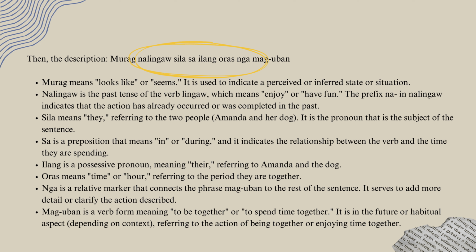Nga is a relative marker that connects the phrase mag-uban to the rest of the sentence. It serves to add more detail or clarify the action described. Mag-uban is a verb form, meaning to be together or to spend time together. It is in the future or habitual aspect, depending on context, referring to the action of being together or enjoying time together.